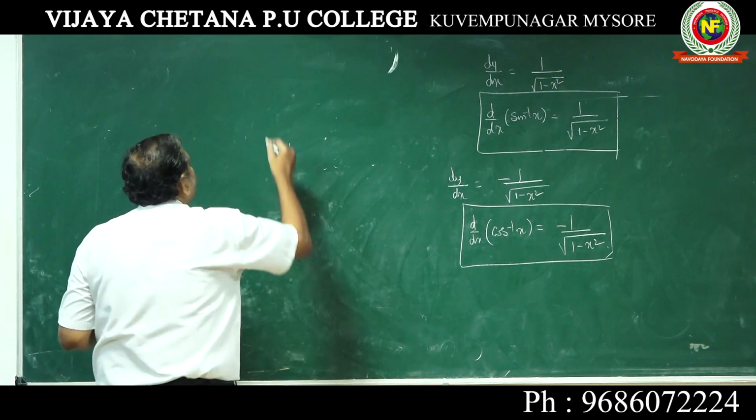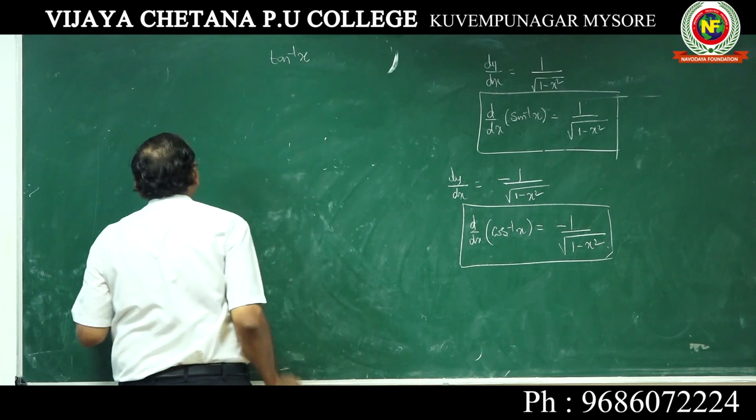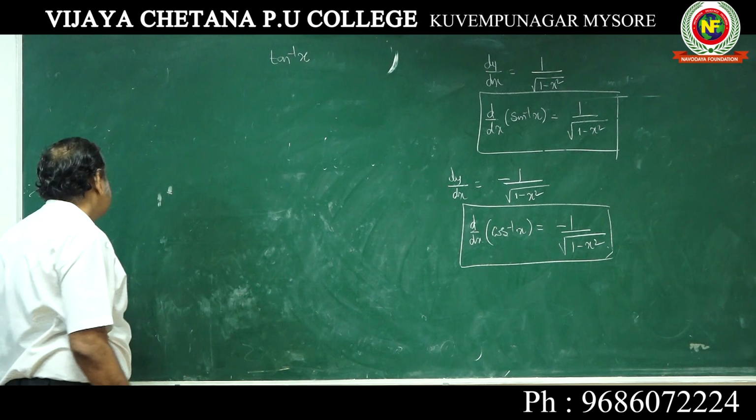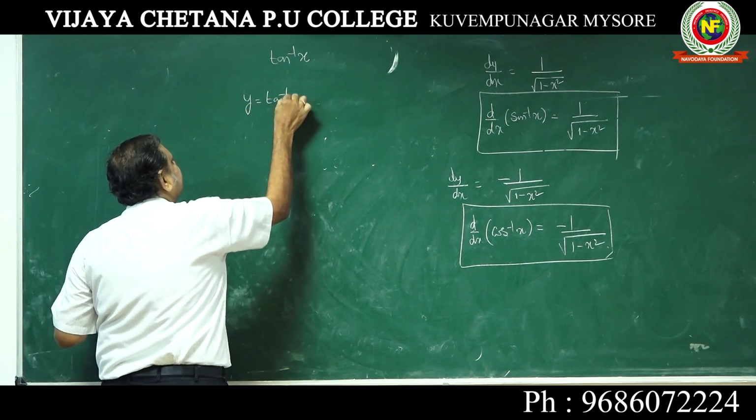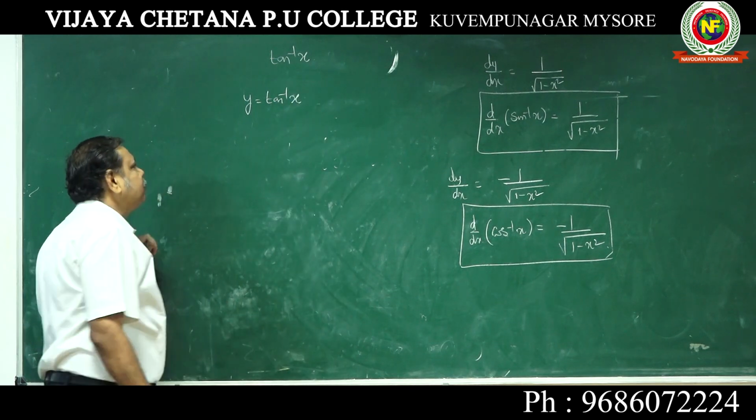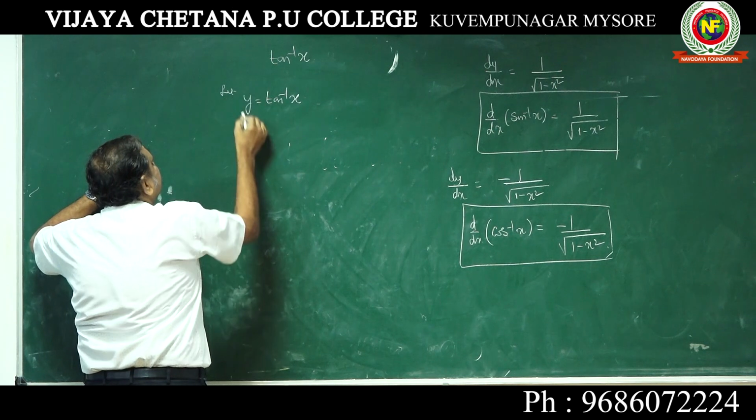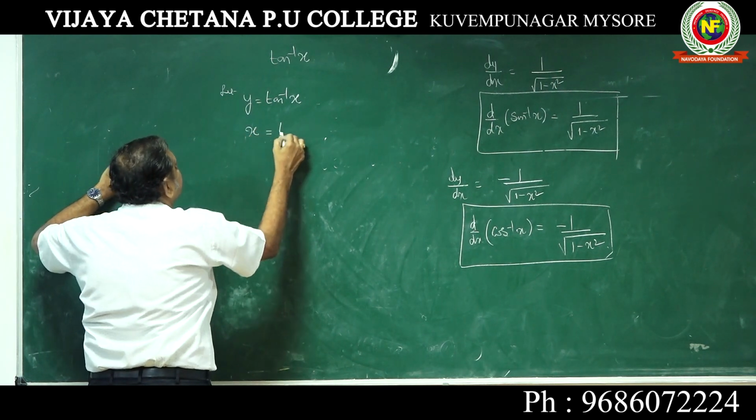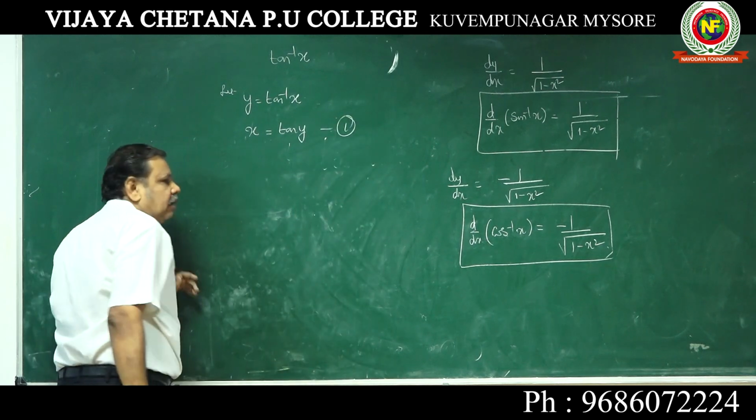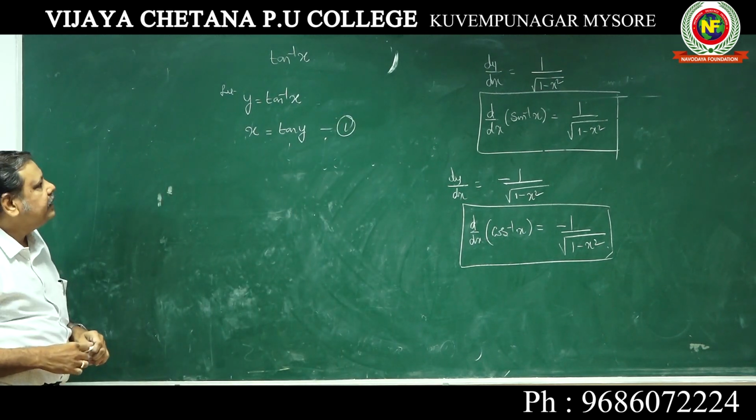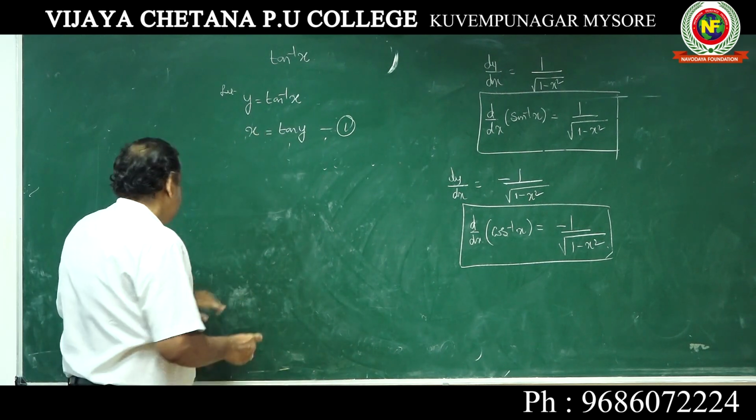Now you take tan inverse x. We go for tan inverse x. y is equal to tan inverse x. Now always you should keep, let y is equal to tan inverse x. And what is x from this? Call it as equation number 1. x is tan y. Now you start differentiating this.